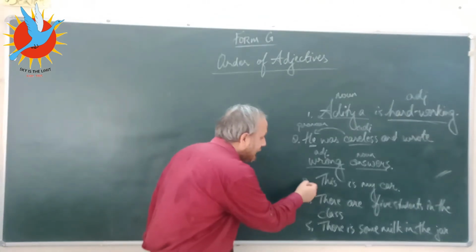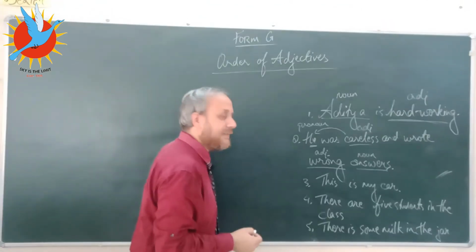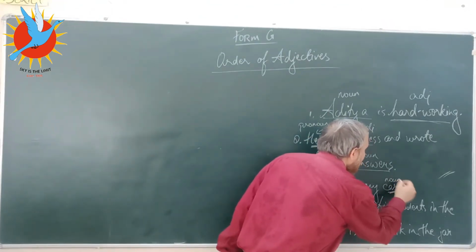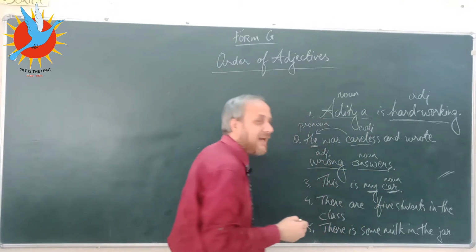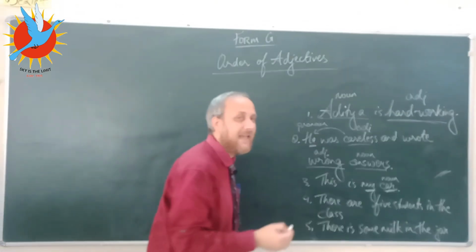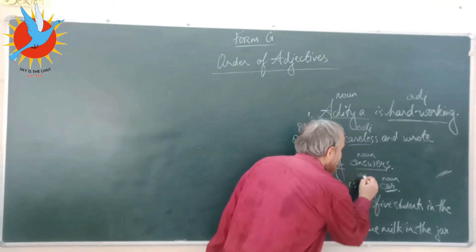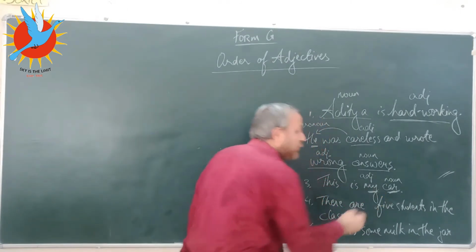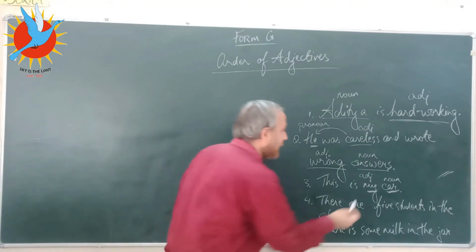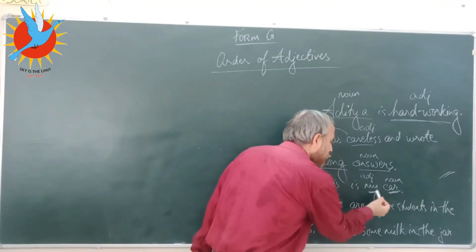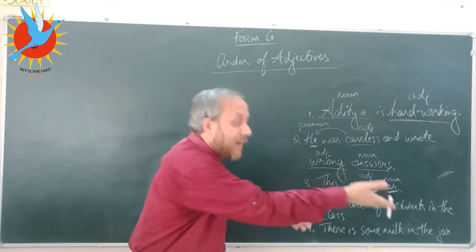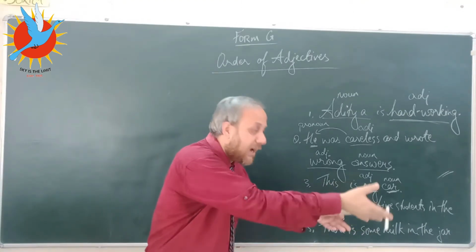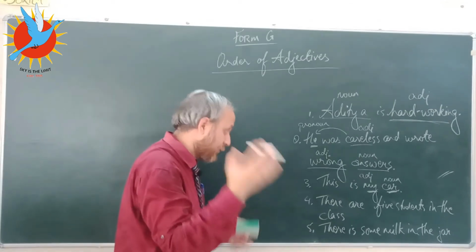Now, if you look at the third sentence, this is my car. Car is a noun, kids, and my is what kind of adjective? It is a possessive adjective. This possessive adjective has been used to show what? That the car belongs to you. Or let's say if I say this is my car, I've used the possessive adjective my to show that the car belongs to me. So remember that.